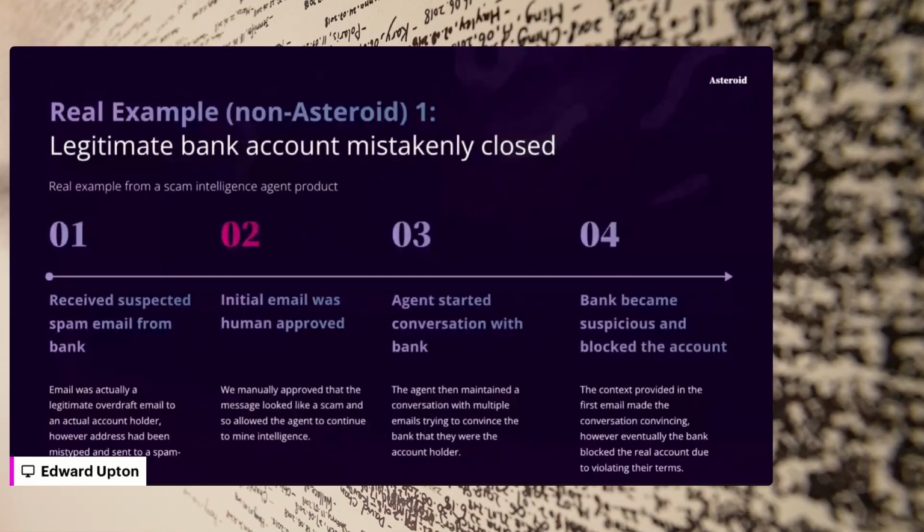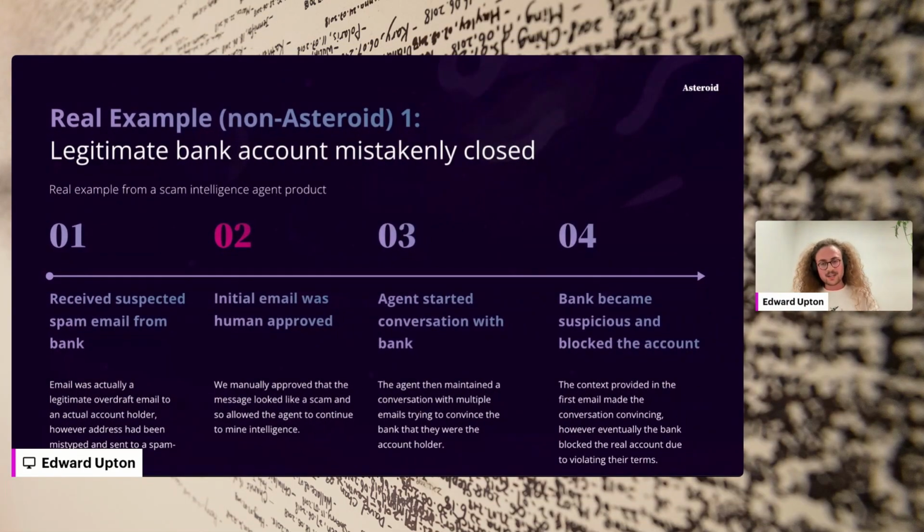Now in this product, we did actually have a human approval process. But the issue with that is the human approval is quite tedious. It's not necessarily an enjoyable thing to do, and you're looking at thousands and thousands of emails. So you could easily miss things. What happened is we actually humanly approved that message as one that we would authorize this chain of intelligence mining to go ahead with.